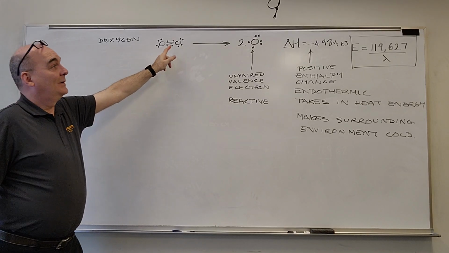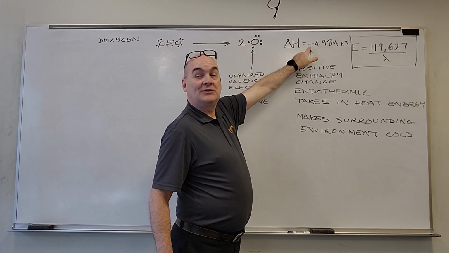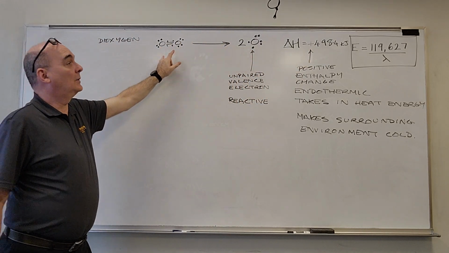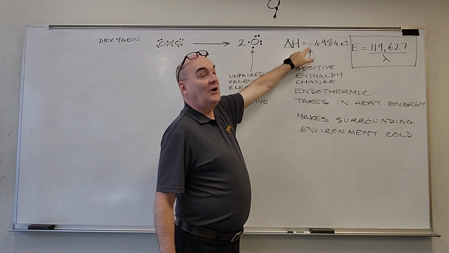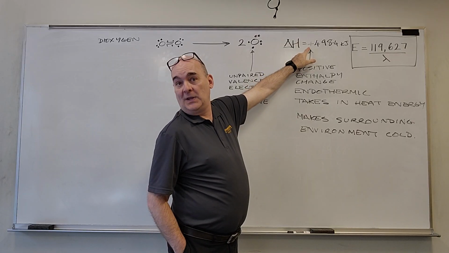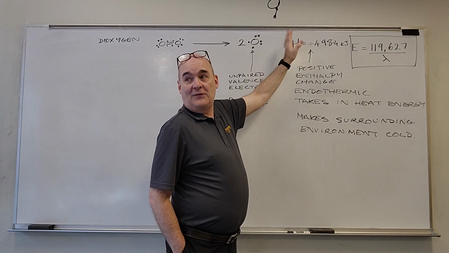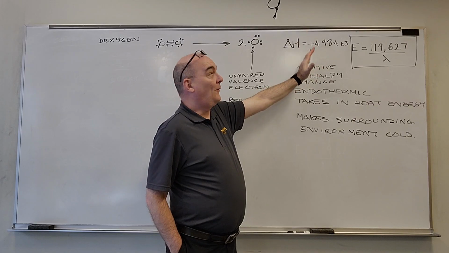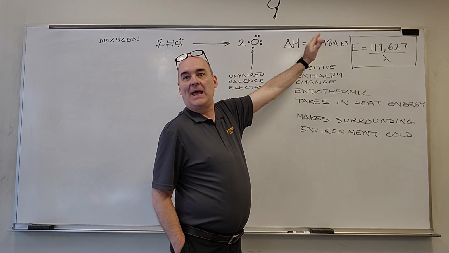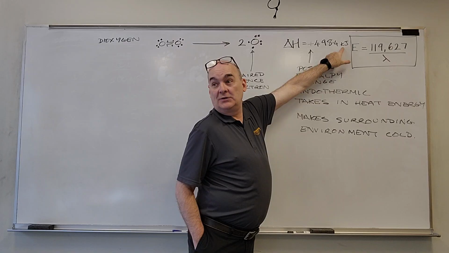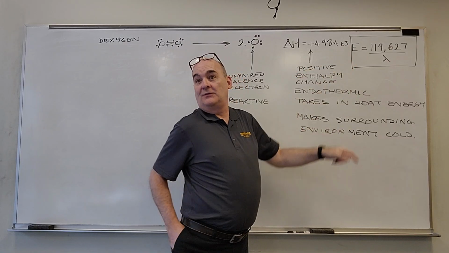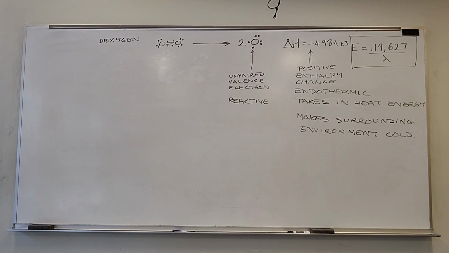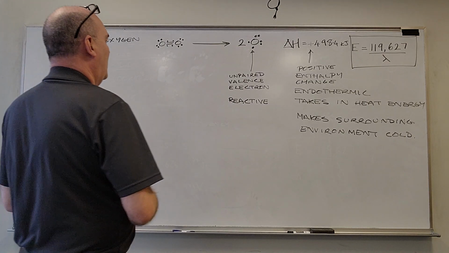And we know that because the reverse reaction of 2 oxygen atoms becoming 1 oxygen molecule would just turn that sign from being a positive to being a negative. And you'd give out 498,000 joules of energy if you did the reaction in the opposite direction. Okay? All right.